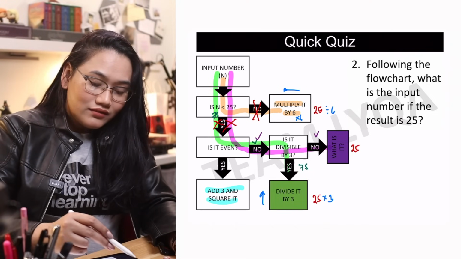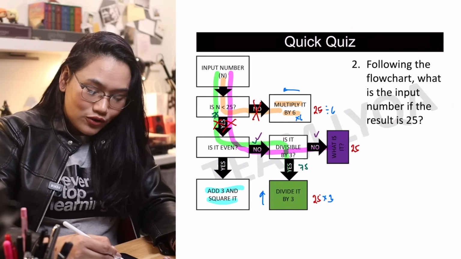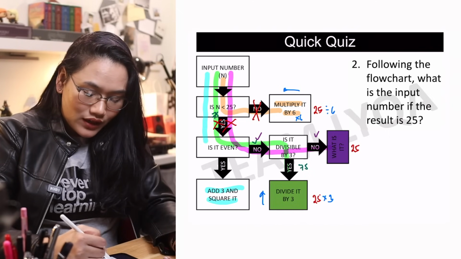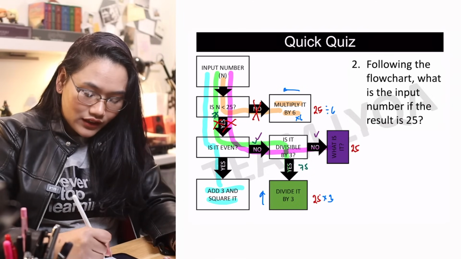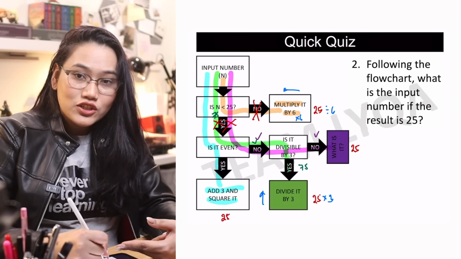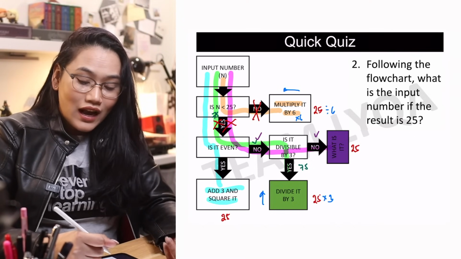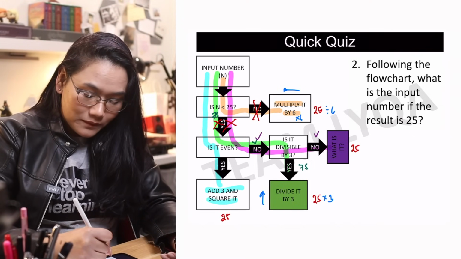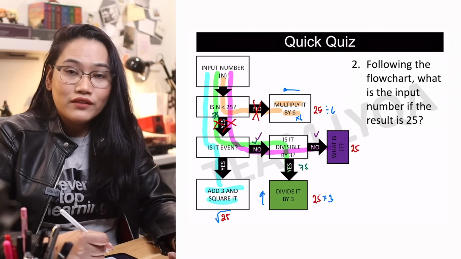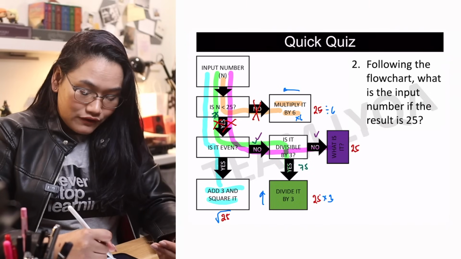Ang natitira na lang is the blue gate. So, tingnan natin yung kanyang flow. It has to go like this. Kung ang ending ay 25 and nag-square tayo, ang square is you multiply it by itself. Ang kabaliktaran nun ay square root. Now, perfect square naman ng 25. Square root ng 25 is 5.